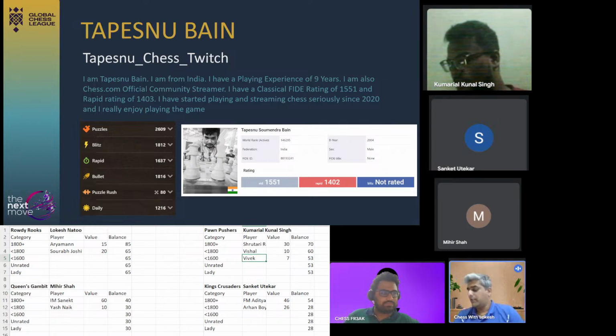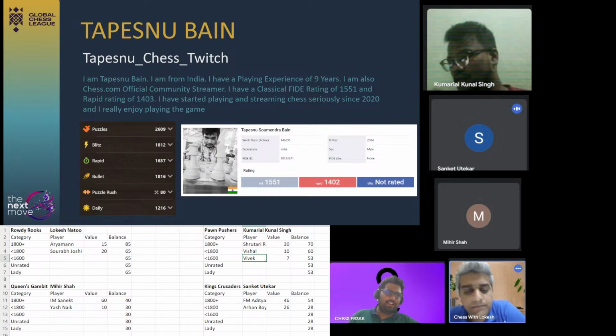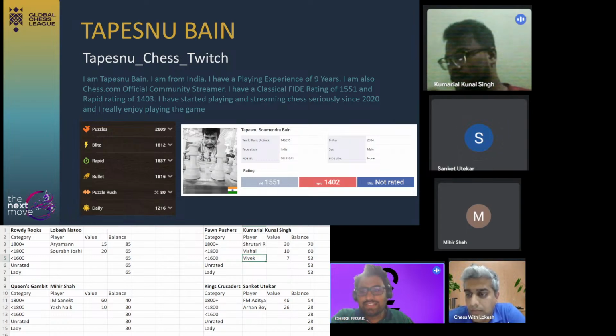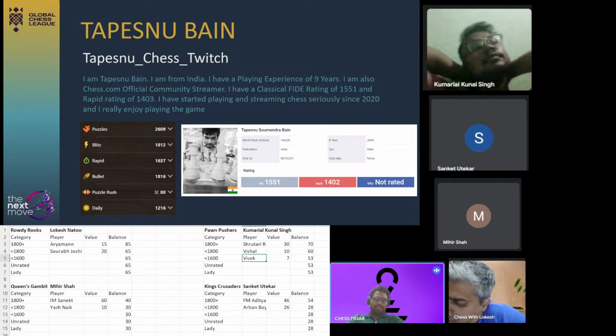Okay, fine. So guys, Shubham has gone unsold. Now we have Tapesnu Bain currently going to the Kings Crusaders at 6 points. Do we see any more bids? 7, says Queen's Gambit. Queen's Gambit is Mihir Shah, is it? Yes. Sanket bids 8 points with the Kings Crusaders.